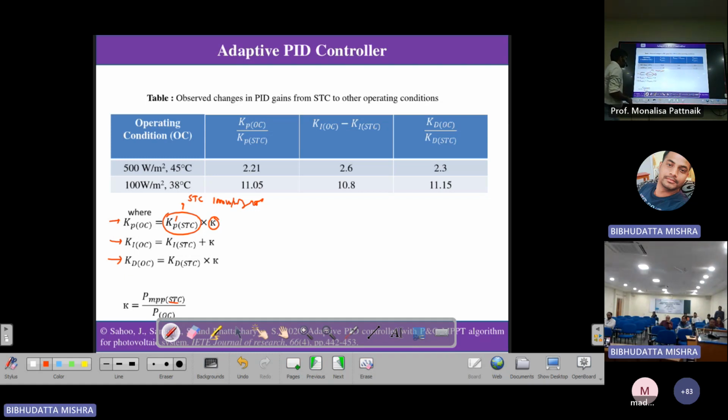That you can also find out, because we are always using voltage and current sensors, so every time you can find out this K value. Okay. And you can use this relationship to change the PID values adaptively with the changes in the operating condition. Okay.